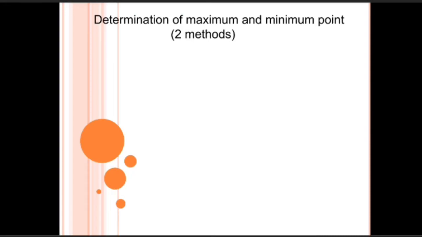Now, once you have found the stationary points, how are we going to know whether the stationary point is a maximum or minimum point? There are two methods to determine whether it's a maximum or minimum point. The first method is by using the first derivative test. The second method is by using the second derivative test. But in this lecture, we will focus on the first derivative test.